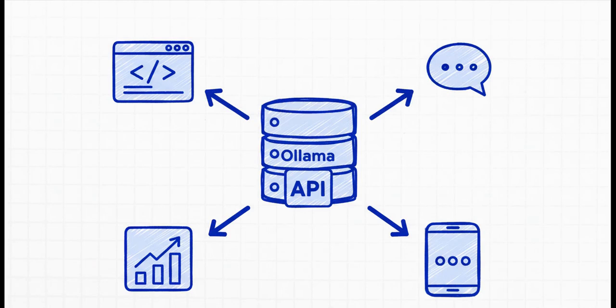Now, here's why this is so important. This whole setup isn't just for a chat in your terminal. By running a server, Ollama creates a local API, and that means any other app on your computer can talk to it. This transforms Ollama from just a cool tool into a powerful platform for building your own custom AI applications right on your machine.